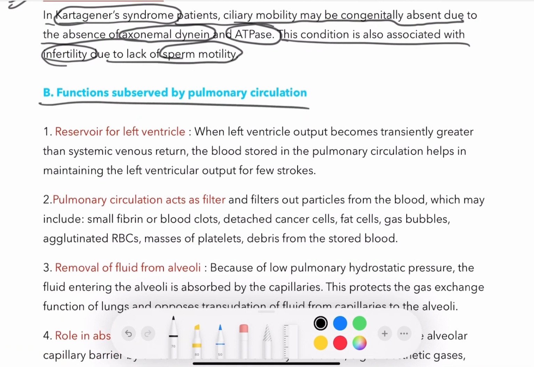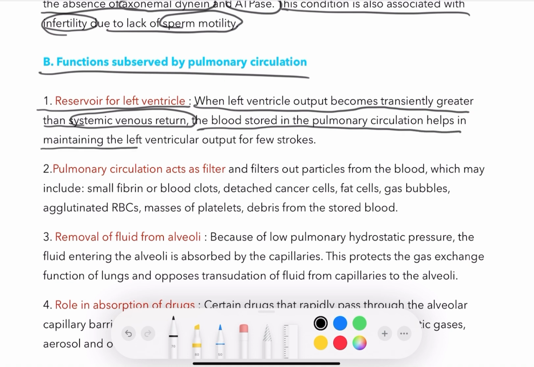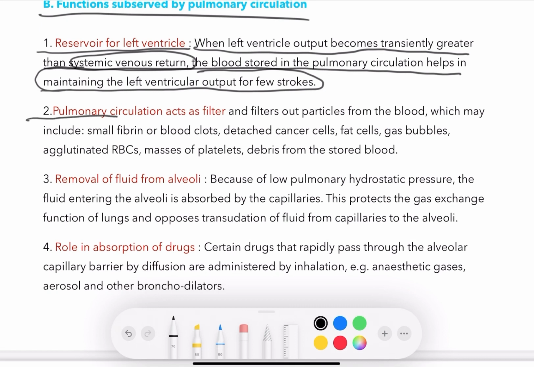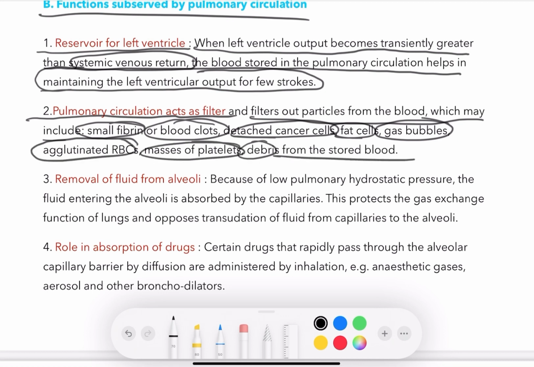Now the next are functions served by the pulmonary circulation, that is, blood. First, it is a reservoir for the left ventricle. When left ventricular output becomes transiently greater than the systemic venous return, the blood stored in the pulmonary circulation helps maintain the left ventricular output for a few strokes. Pulmonary circulation also acts as a filter, filtering out particles from the blood, which may include small fibrin, blood clots, detached cancer cells, fat cells, gas globules, agglutinated RBCs, masses of platelets, debris, etc. That is excretion of waste products, in short.